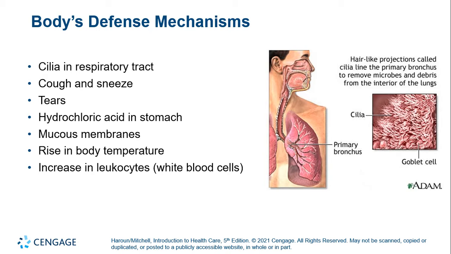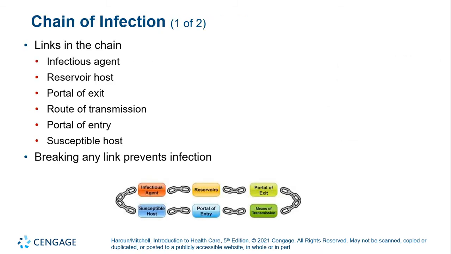There are other defense mechanisms that the human body has. Cilia in the respiratory tract, of course, coughing and sneezing. Tears. Hydrochloric acid in the stomach destroys bacteria. Mucous membranes. A rise in body temperature can also deactivate viral proteins and of course increasing white blood cells, the leukocytes.